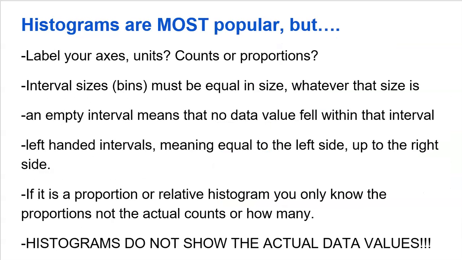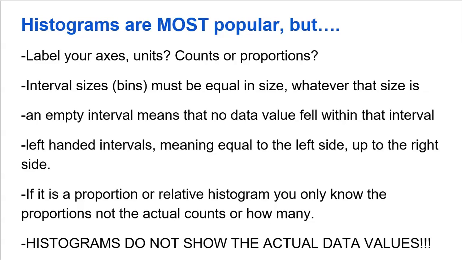All right, histograms are the most popular, right? We see histograms all the time. But you got to be super careful with all the details. You have to label your axes. What are your units on the bottom? Feet, height of a tree in feet. Always have units. On the left-hand side, the vertical axis, is it a count? Does each bar represent the count, how many trees, or the proportion? Because you could also make a relative histogram where the bars represent the proportion of trees that fell into that.